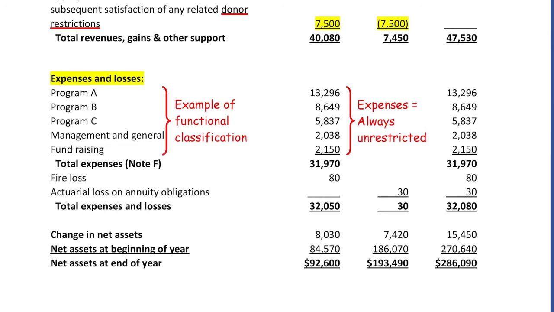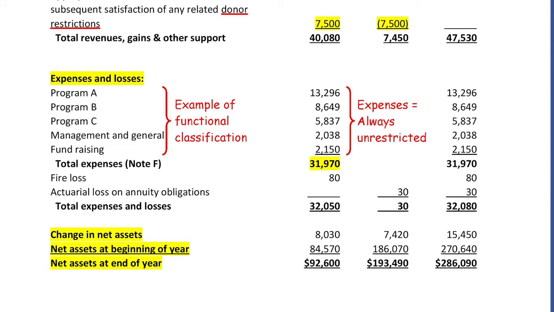Now the total expenses, highlight $31,970. So the statement of activities has got revenues, net assets released from restrictions, and expenses. That gets us to the change in net assets during the period. To that, we add the net assets at the beginning of the year, which gets us to the net assets at the end of the year. And let's look at the dollar amounts here.